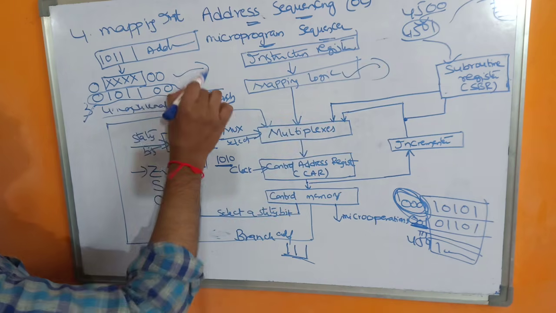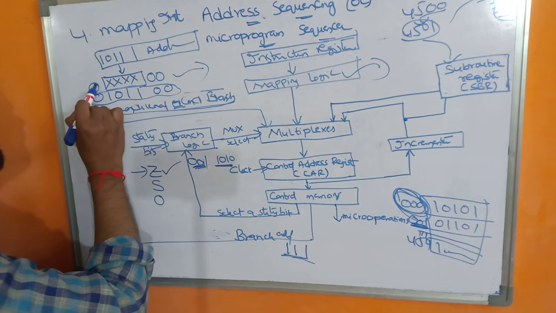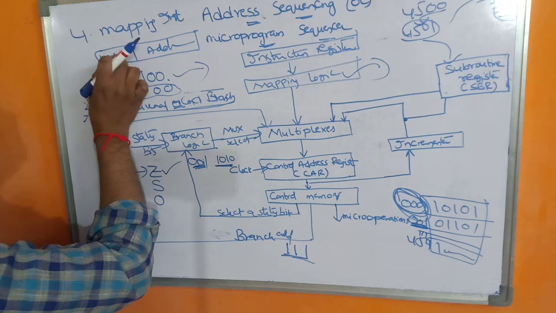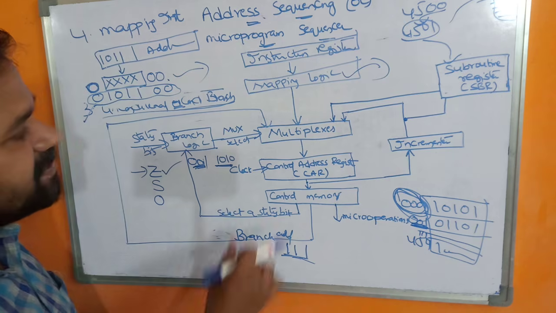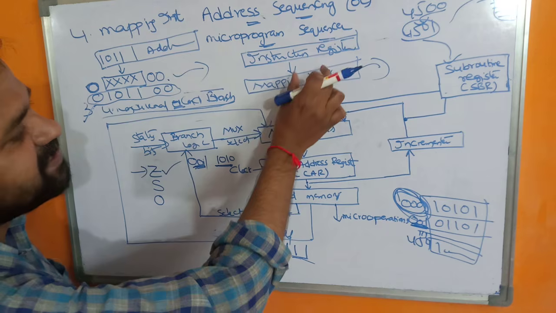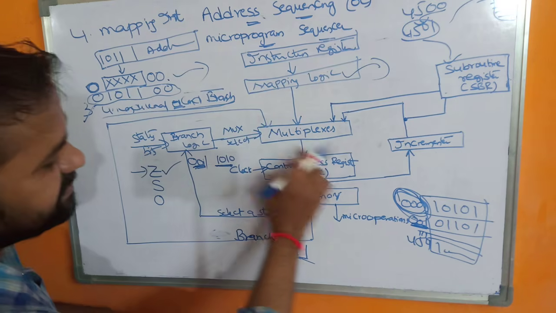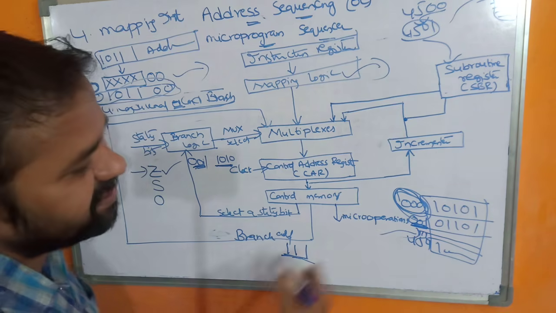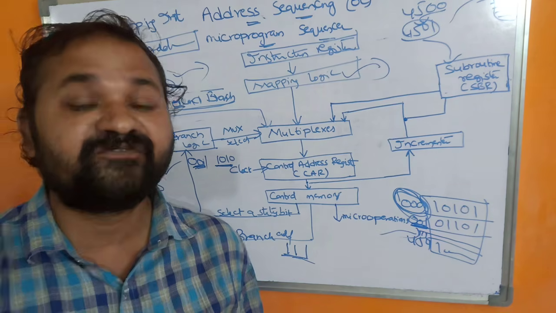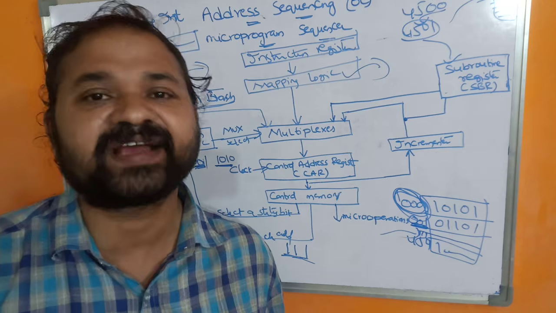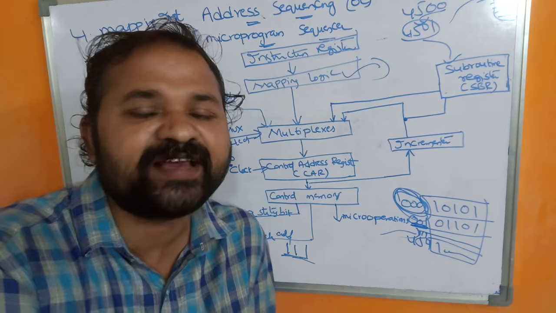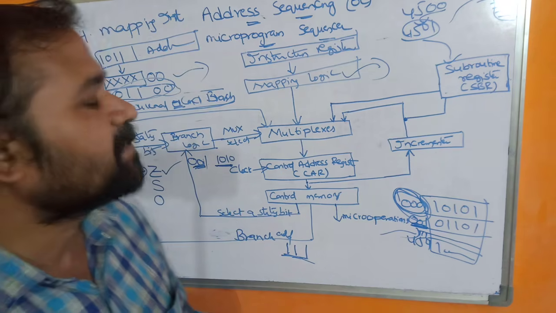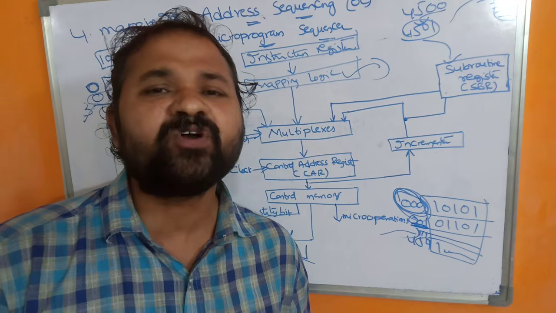So here we have mapping logic. Mapping logic means append 10 at the left side, 2 zeros at the right side, and copy the opcode bits as they are. Okay, this is the mapping logic. Then after that the multiplexer transfers the corresponding address to the control address register. So now the instruction at this address will get executed. In this way we can generate the next instruction address while its previous instruction is executing. So this is about address sequencing or the microprogram sequencer. In the next video we will discuss the remaining topics.